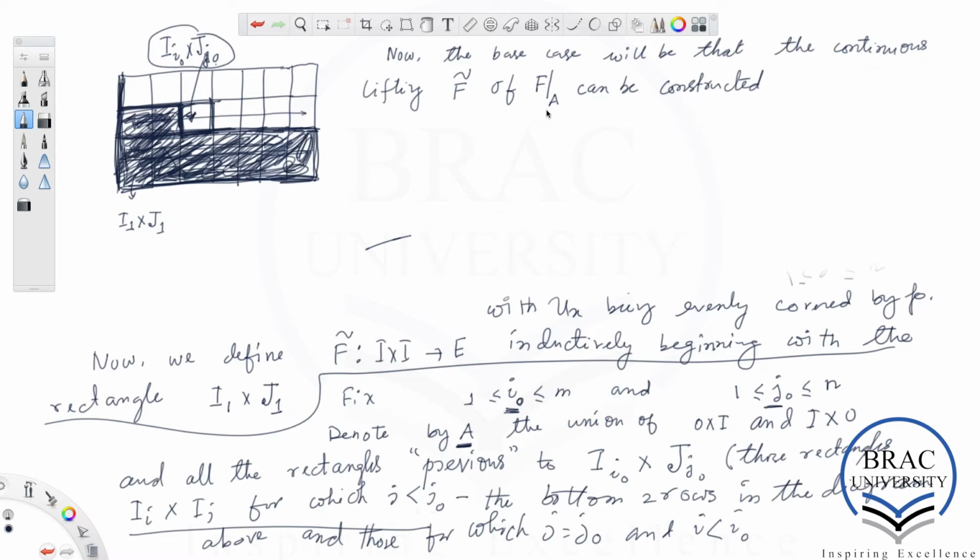No, I think no. So the base case is that the continuous lifting f tilde of f restricted to A can be constructed. So f tilde is the extension. F tilde is the lift of this map. So we assume that it can be done.